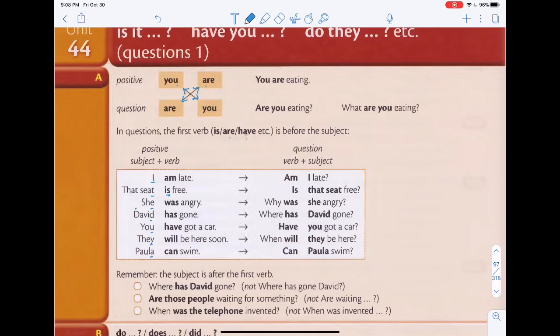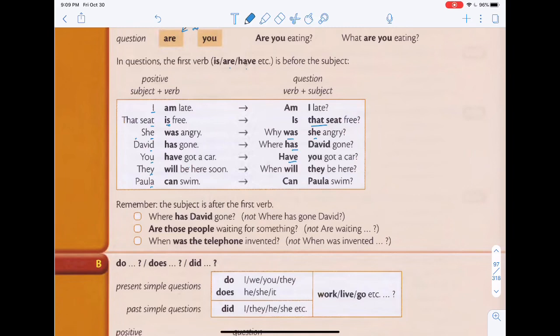And then for a question, it will be verb plus subject. It will be, am I late? Is that seat free? Why was she angry? Where has David gone? Have you got a car? When will they be here? Can Paula swim? So see the difference? You just basically flip the subject and verb. If you flip it, it becomes a question.